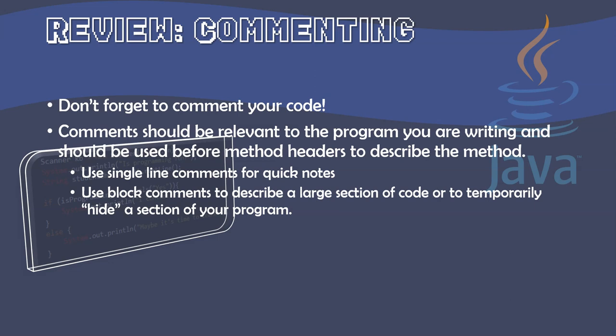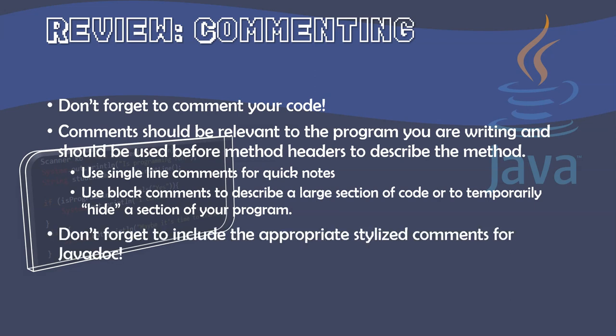But we're going to use block comments to describe a large section of code, or maybe even to temporarily hide or block off a section of our program without having to delete it and retype it later. We can just comment it out. Now, the important thing I want to stress is don't forget to use the appropriate stylized comments that we talked about for JavaDoc. So when you start using all your different things, for example at the top of your program, you use the @author tag in order to help stylize that. So if you were to generate a Java documentation file, it would automatically know the appropriate things to pull from there. Like if you have a method that returns a value, you would put @return.